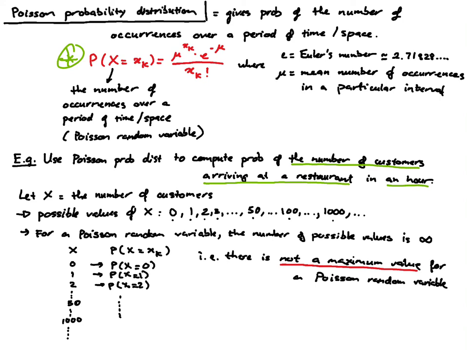So in this video, we talked about the Poisson probability distribution. We gave a formula that we can use to find the probability that a Poisson variable takes on a particular value. And then we talked about the fact that the number of possible values for a Poisson random variable can be infinity, so it can be extremely large, and there's not a maximum value that the variable can take on.